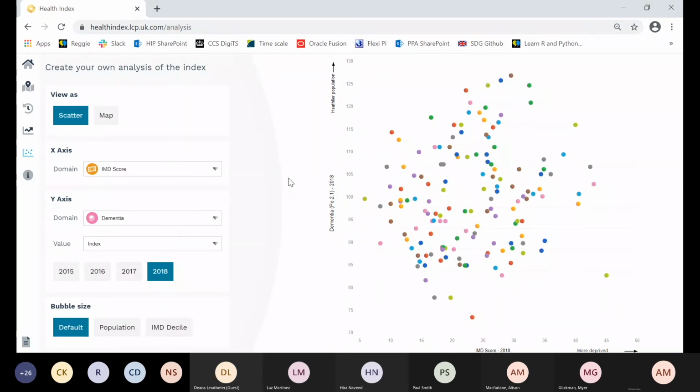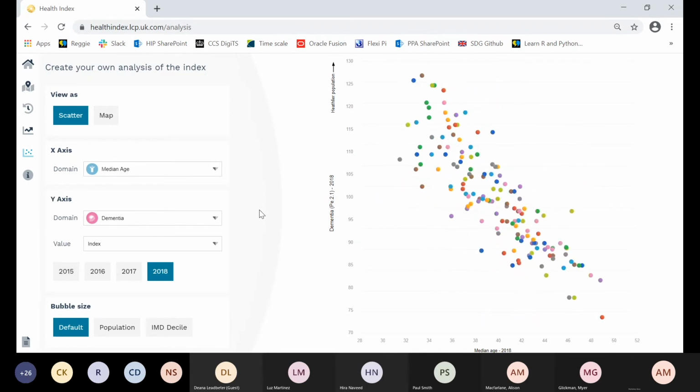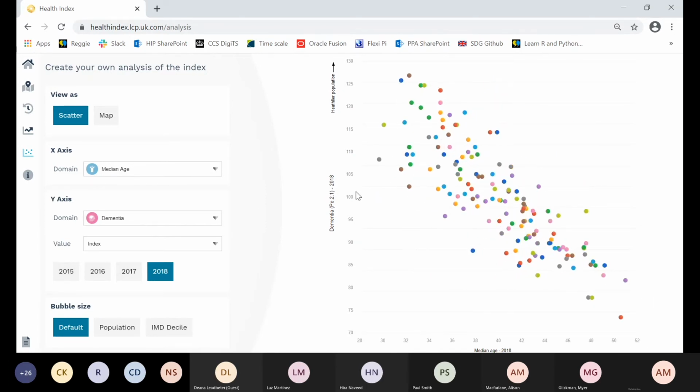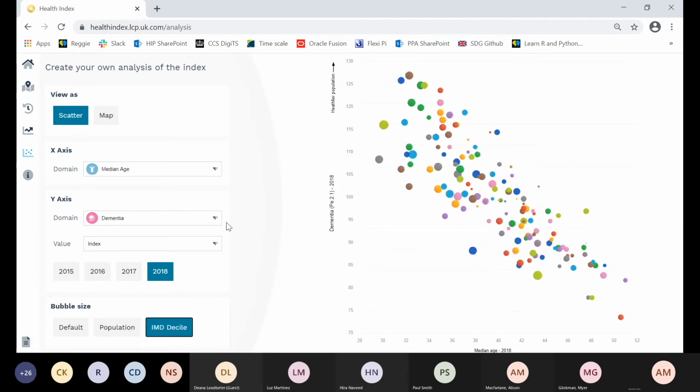This might be a particularly obvious one, but there isn't much correlation at all between IMD score and index scores for dementia by local authority. But if you change that to age of population, immediately there's a much more clear correlation. And you can also add a 3rd dimension to these charts by weighting each data point by their population, or by which decile of the IMD they are in. So you can understand very quickly some of these interactions between age and deprivation, or population size and age, and these sorts of things on different indicators.